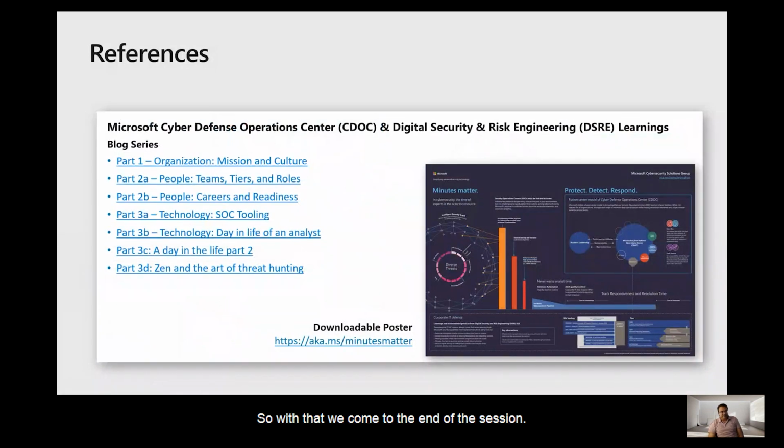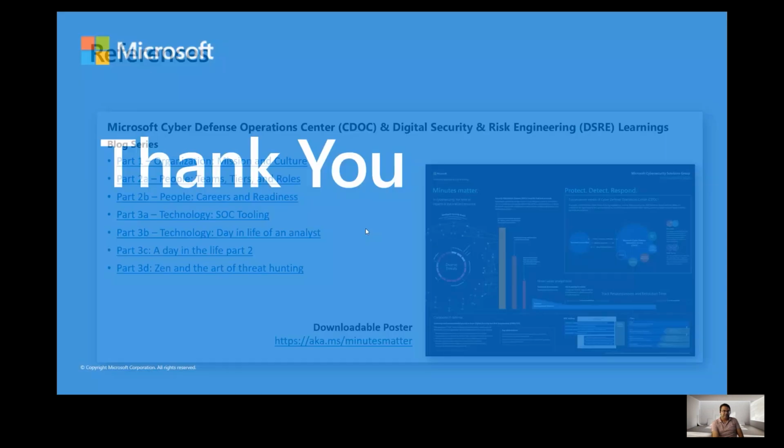So with this, we come to the end of the session. We are also sharing a lot of our experience and insights from Microsoft Security Operations, which is the Microsoft Cyber Defense Operations Center, and our digital security and risk engineering teams. They have published a series of blogs in which their own experience and insights are captured, which can really help you plan out and modernize your security operations effort. So this presentation will be shared as part of this session collateral. So please do download the presentation and use these links.